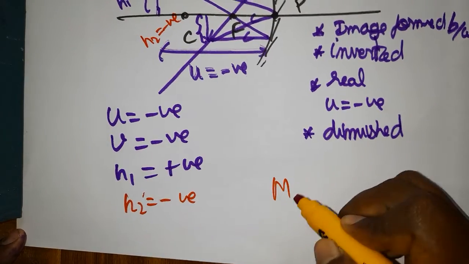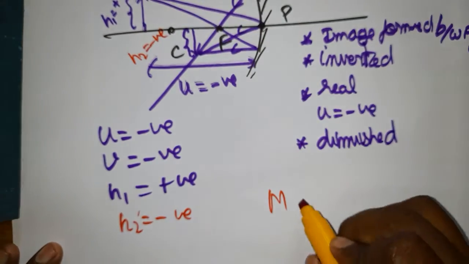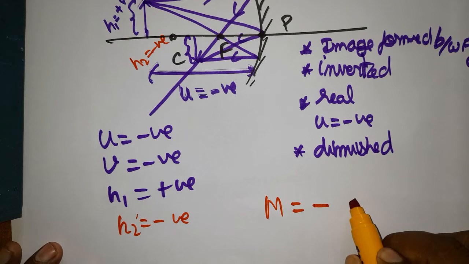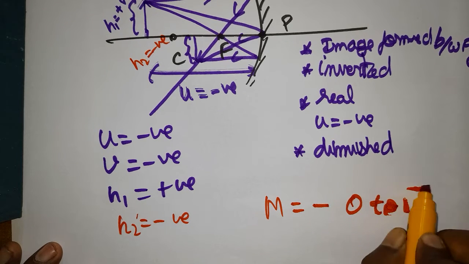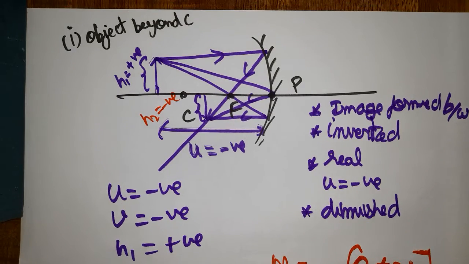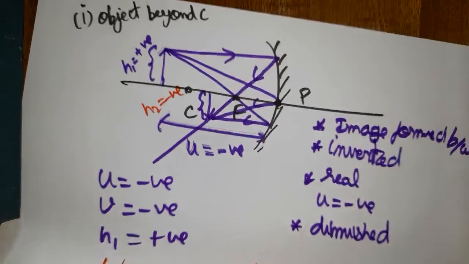What about magnification? Magnification is less than 1. It is diminished, and inverted. Inverted means negative. Diminished means the value ranges between 0 and 1; this is the value we get as the magnification. So the first diagram is completed. Now we are going to the next diagram.